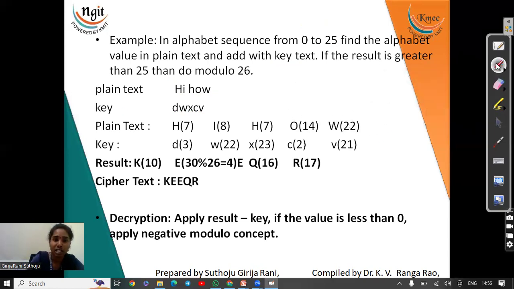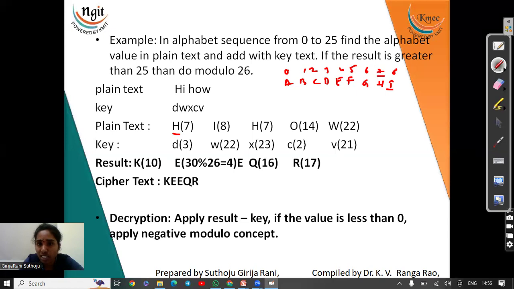Now, plain text is HIHOW. What is the value of H? Counting 0, 1, 2, 3, 4, 5, 6, 7, and so on with A, B, C, D, E, F, G, H, the value of H is 7. Now I add the key value to the plain text. The key value is D, whose integer is 3. 7 plus 3 is 10. The value 10 is K. So my ciphertext for plain text H is K.